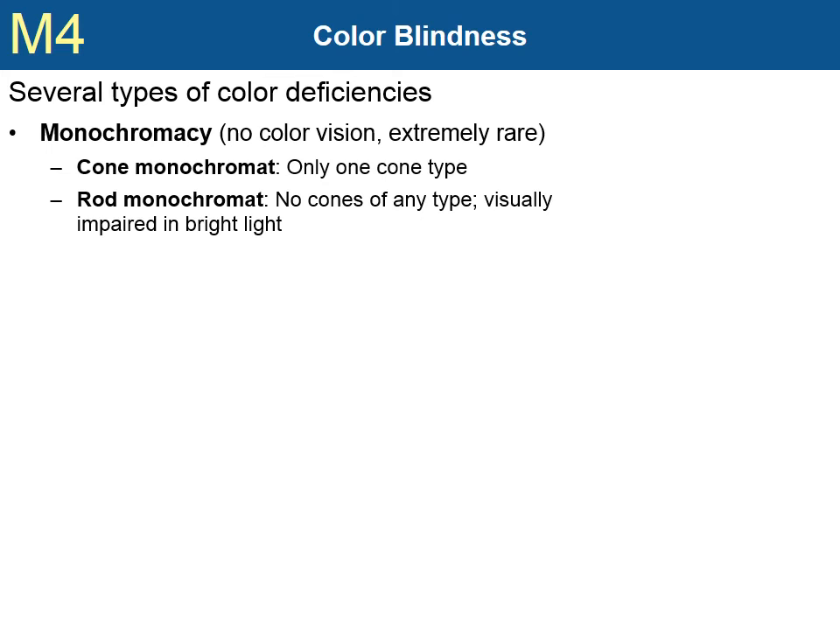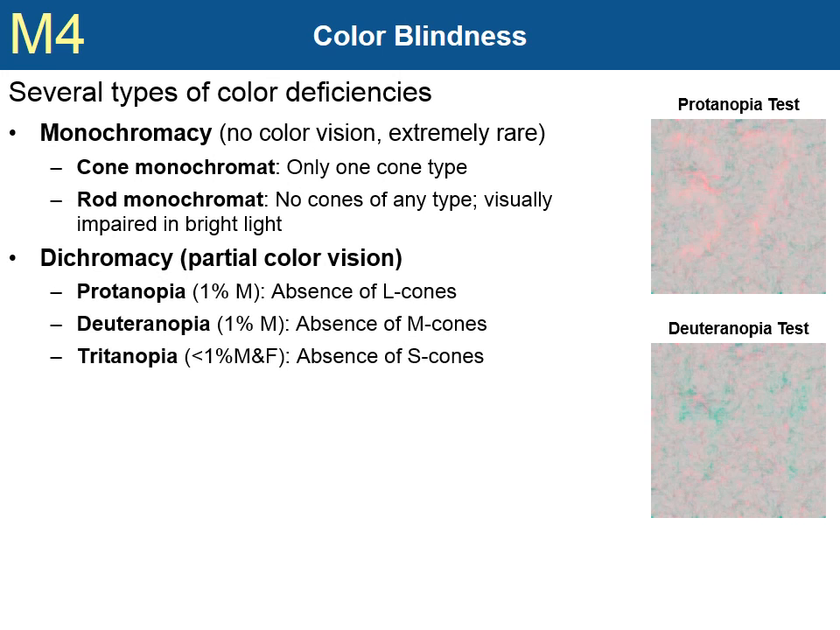There are several types of color deficiencies. Monochromacy is the only type that is a true color blindness in the sense that there is a complete lack of color vision. This condition is due to having only one type of cone or having no cones at all. A rod monochromat is extremely visually impaired, as this means that they are completely blind under conditions that are any brighter than moonlight. Dichromacy is partial color blindness due to the absence of one of the three types of cones. Though all types of color blindness are rare, protanopia and deuteranopia are the more common.